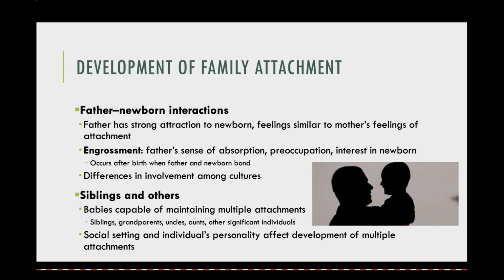Siblings and other people also can develop attachments with the newborn. Babies are capable of attaching themselves to multiple people. So they can have an attachment with a sibling, with a grandparent, with aunts and uncles, and other significant individuals in the family circle. But the social setting of where you are and that individual's personality can affect how these multiple attachments happen, if they happen or if they don't.